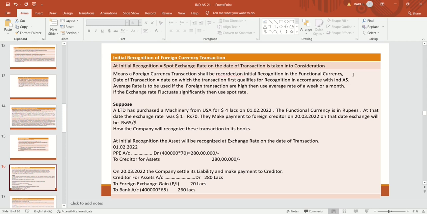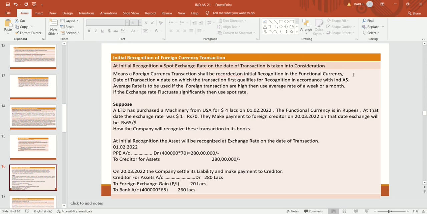260 lakhs. And the differential amount is the foreign exchange gain, which is recorded in the P&L account, that is 20 lakhs. So creditor for asset account debit 280 lakhs, to foreign exchange gain, which is credited to the P&L account as income from foreign exchange 20 lakhs, and to bank account, that is the dollar amount which is purchased from the bank in order to settle the liability, because at that date the exchange rate will be 65. So the amount will be reduced from 280 to 260 and the company will make a gain of 20 lakhs in the books.